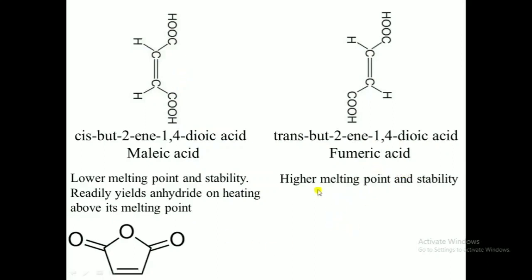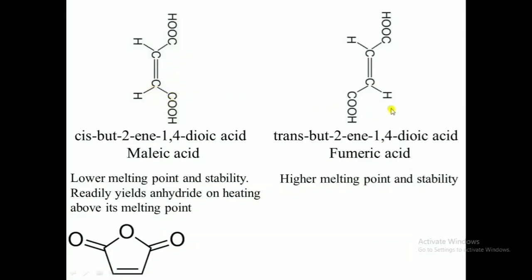Now, another point is that in the cis form, the two COOH groups are coming closer, so there is a strong chance that when you heat this molecule, these two COOH groups can condense and remove one molecule of water to form an anhydride. So the cis isomer, cis-but-2-ene-1,4-dioic acid or maleic acid, readily yields the anhydride on heating above its melting point. This is the structure of the anhydride formed from maleic acid.